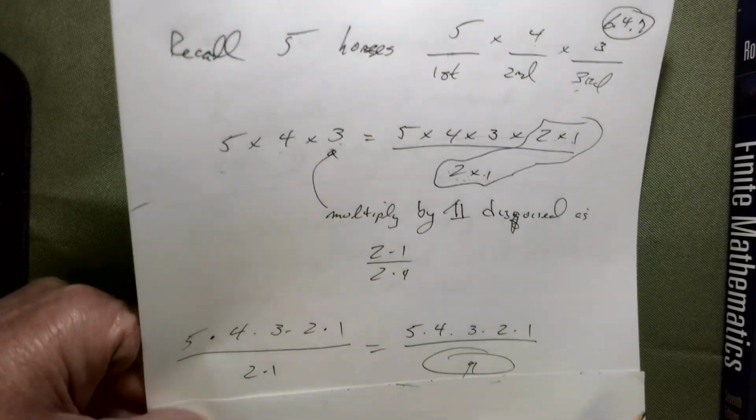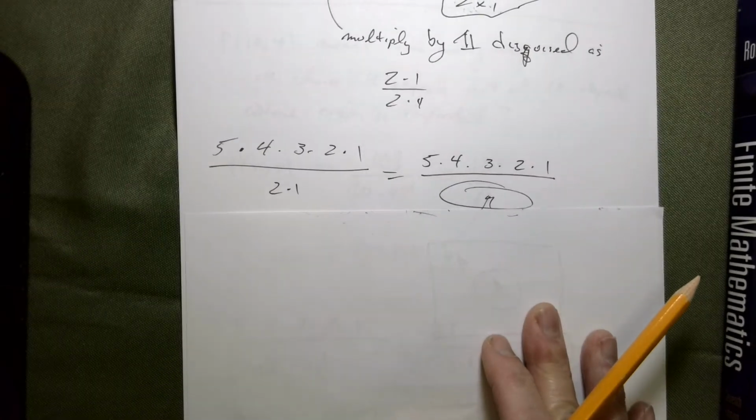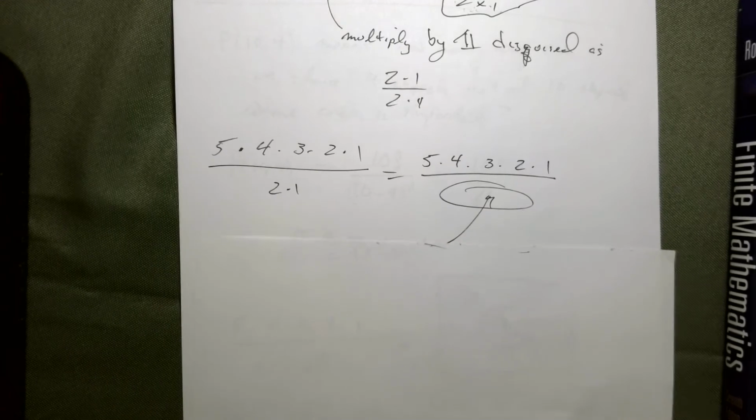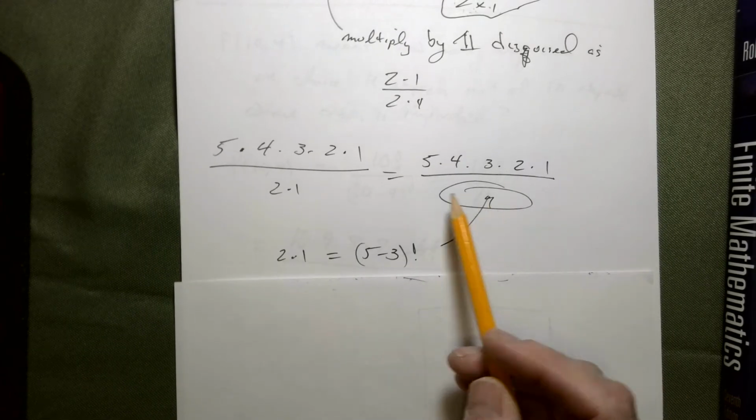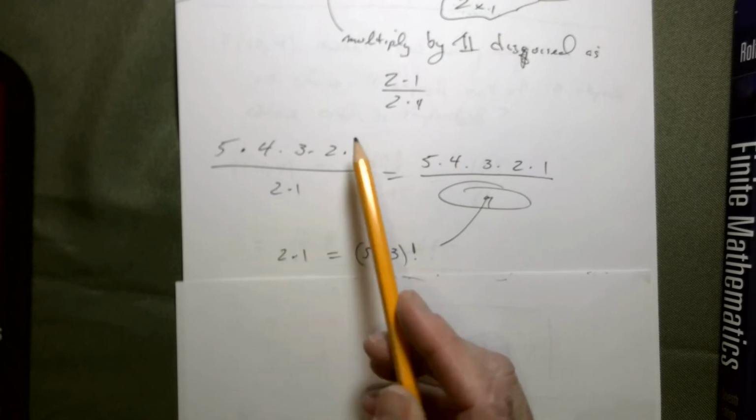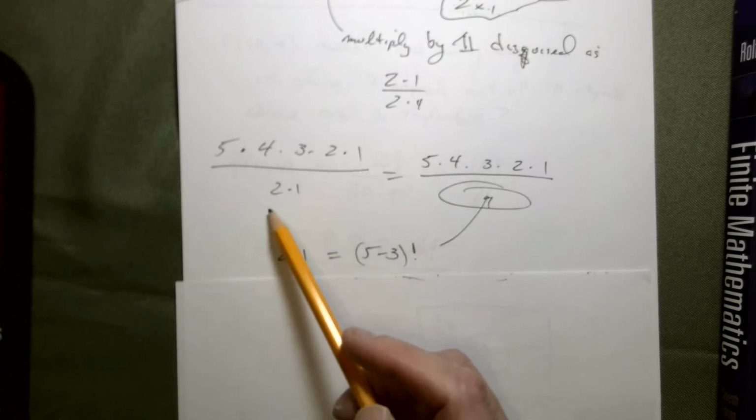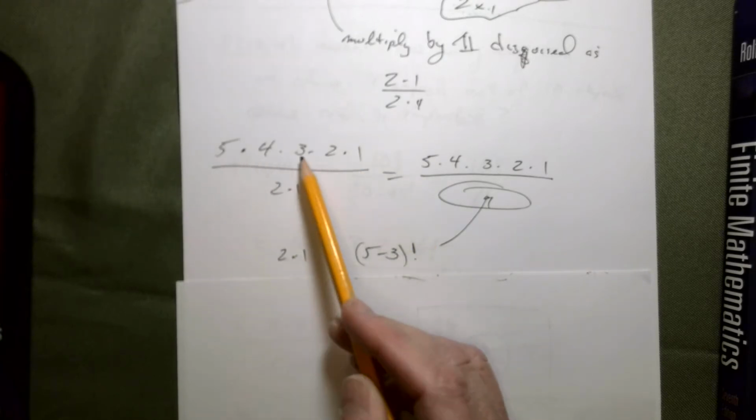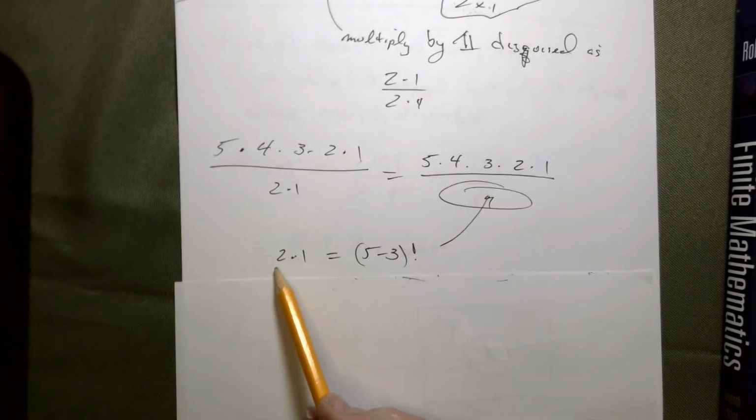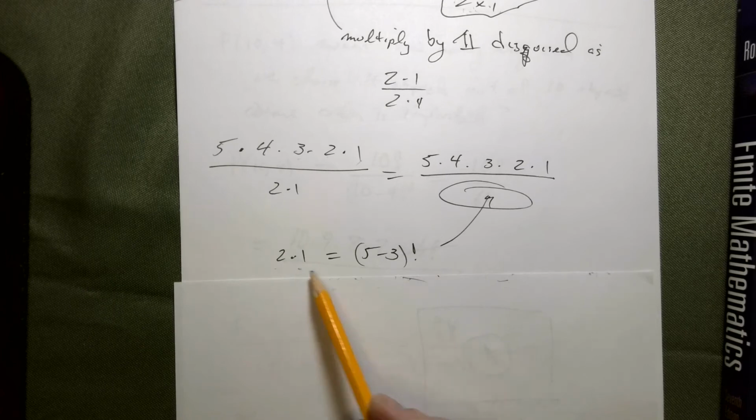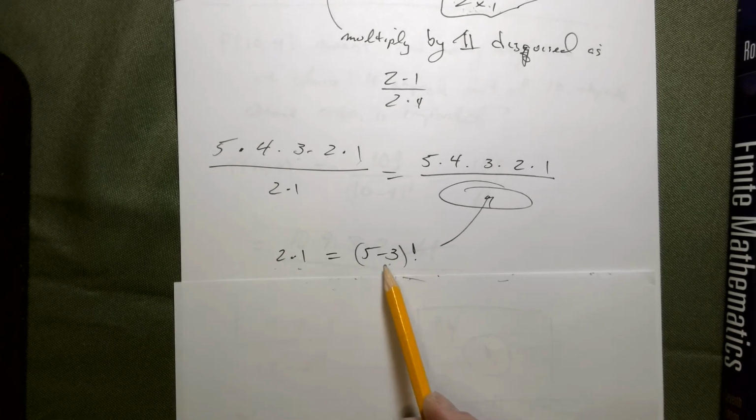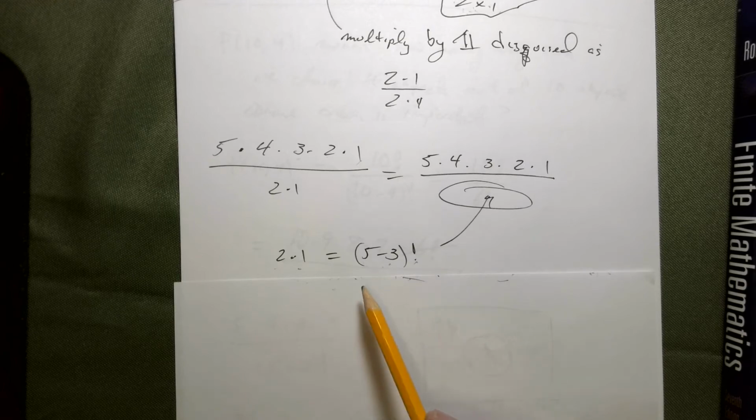So if I rewrite this again, I'm not canceling. I'm trying to write it in what's called the permutation formula. So I have 5, 4, 3, 2, and 1. And I want you to notice that the number 2 times 1 could actually be 5 minus 3, which is 2 factorial. Let's think about this.